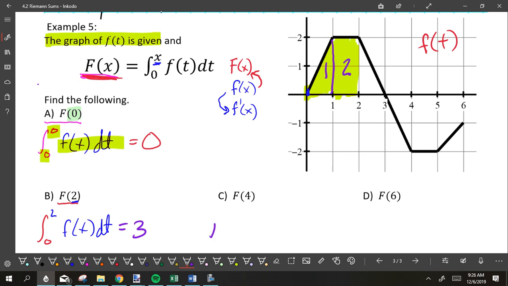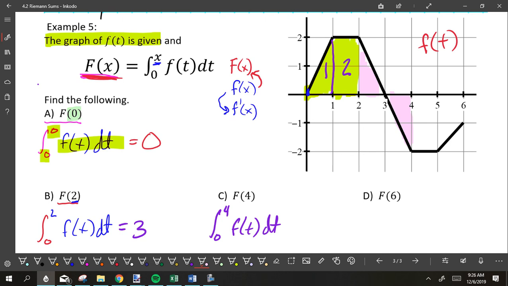My next one, I'm finding the area under the curve. I'm going from 0 until 4 of F of t dt. All right, so I'm going to go until 4, so that means I've got to go to 3, and it's the area here. It's that area between the x-axis and the curve, so I get that thing right there.